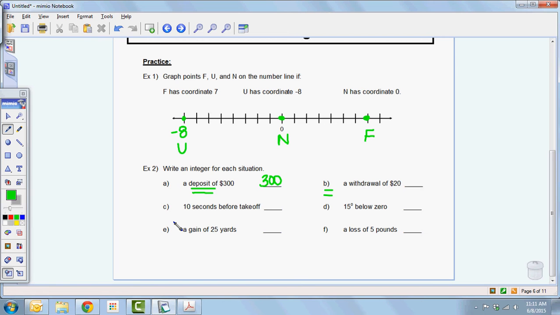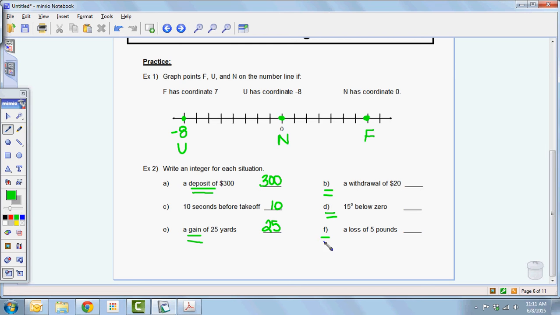All right, C, 10 seconds before takeoff. So I'm counting down, but those are positive integers. So 10 seconds before takeoff would be positive 10. And then you try D. And then a gain of 25 yards, a gain, that's our key word, so it would be positive 25.